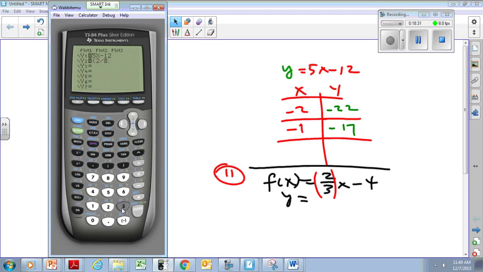Make sure whatever answer you get, you look at somebody else's paper. Do not just do it on your own, because what if you get yours wrong and you don't know? Minus 4. Where's x? X, and then it's minus 4.